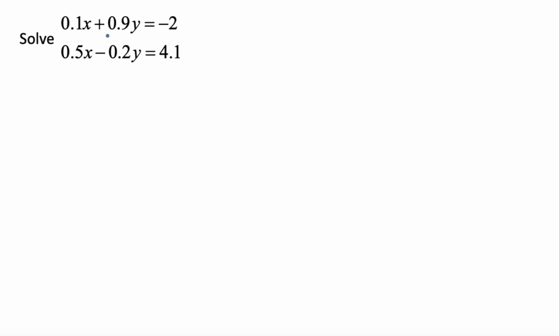Now, the main thing to remember is if we multiply this first equation by 10, we have to remember to multiply everything by 10. That means this moves over once, so we get 1x. This also moves over once, so we get 9y. But what is negative 2 times 10? Essentially, the decimal place moves over once to the right, so we get negative 20.